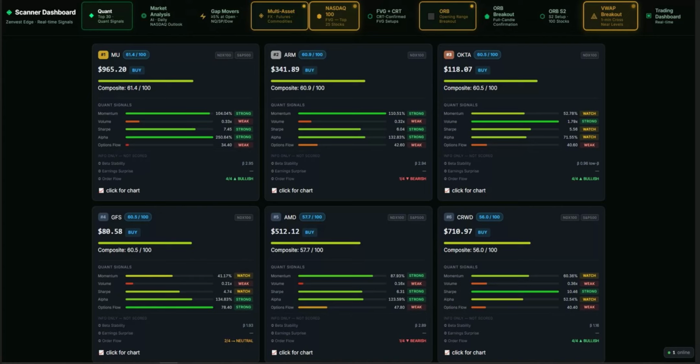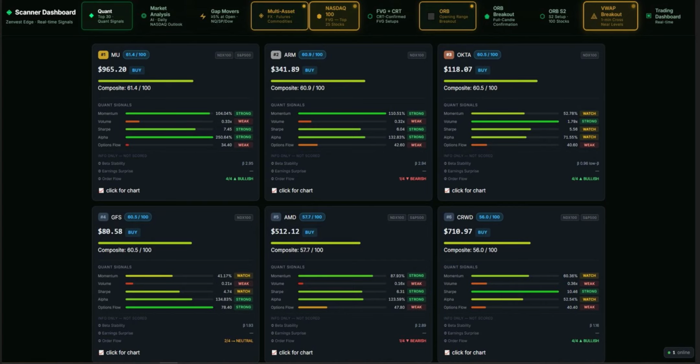Signal 2, Sharpe and risk-adjusted return, 30% of score. This is where we separate the real movers from the high-risk gamblers. We calculate 3 things and combine them. Annualized Sharpe ratio: average daily return divided by the standard deviation, then scaled up to 1 year. This tells you how much return you are getting per unit of risk.